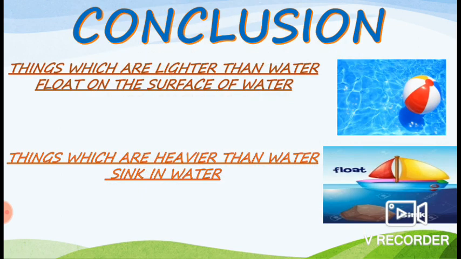Now student, as we conclude, what do you see in the picture? The ball is floating because it is lighter than water. The boat also is floating because it is lighter than water. But you can see a rock, it has sunk into the water because it is heavier than water.